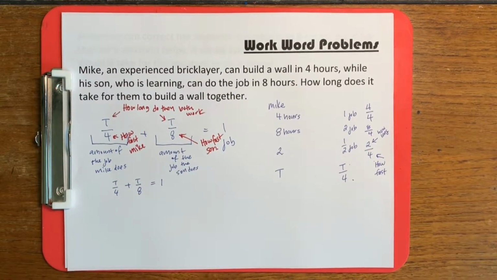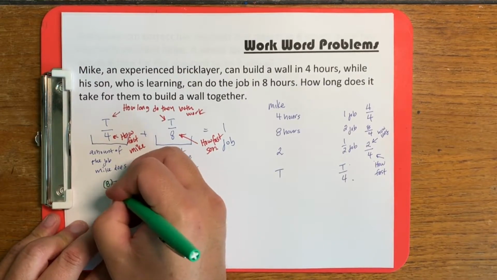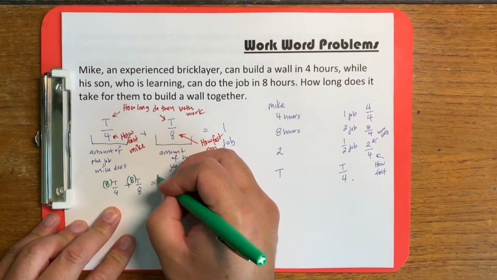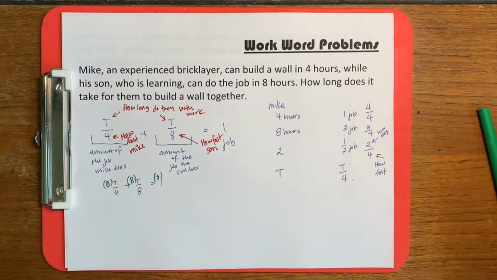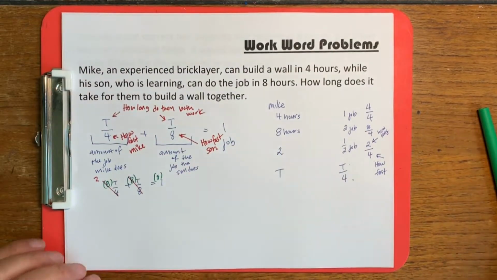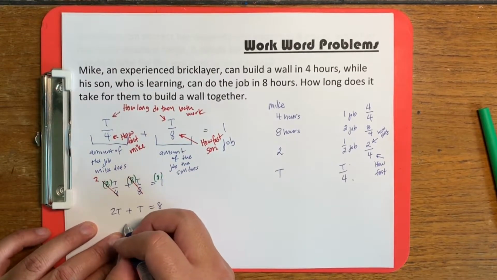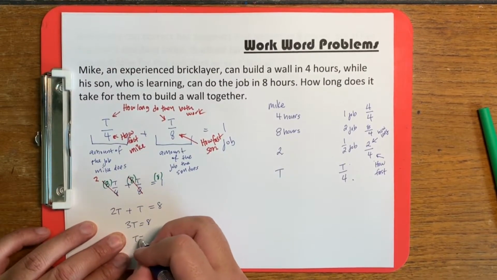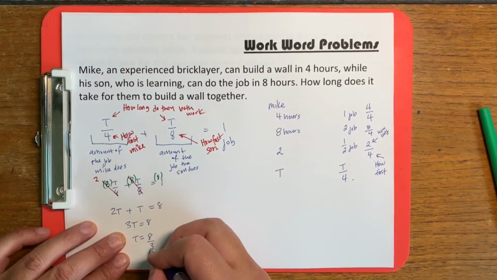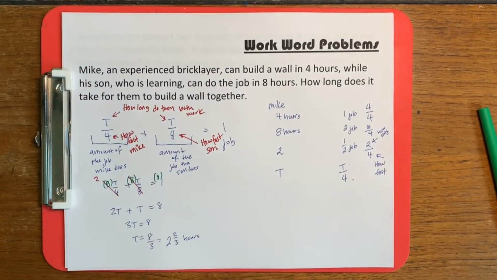And in order to solve this problem, we're going to multiply by the lowest common denominator. The lowest common denominator in this case is 8. So we multiply that by 8, 8, and 8. And then this will cross out, that will cross out, and we'll end up with 2t plus t is equal to 8. 3t is equal to 8, so t is equal to 8 divided by 3, which is 2 2/3 hours. So this is how long it takes them to do the job together.